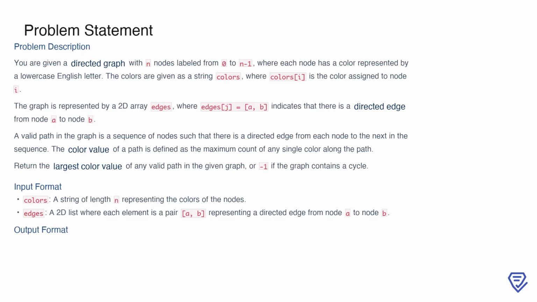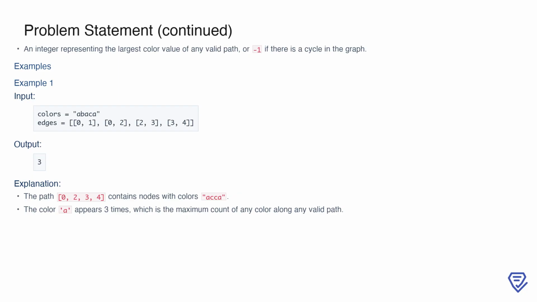The task is to analyze valid paths within this graph, where a valid path is a sequence of nodes connected by directed edges. For any valid path, the color value is the maximum frequency of any single color along that path. Our goal is to determine the largest color value among all valid paths in the graph. However, if the graph contains a cycle, no valid path can exist, and we return -1. The output of this problem is an integer. If the graph contains at least one valid path, the output is the largest color value for any of those paths. If the graph contains a cycle, the output is -1.